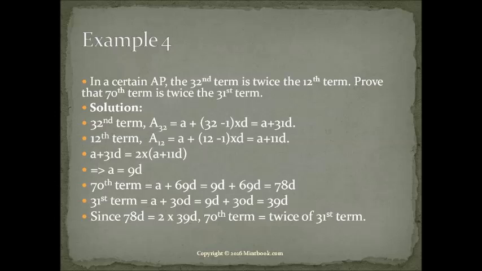So by assuming the first term and the common difference to be A and D and writing down the condition which is already given in the question, we were able to prove a second condition which was asked for us to prove. Now next we will see some other concepts related to an arithmetic progression.